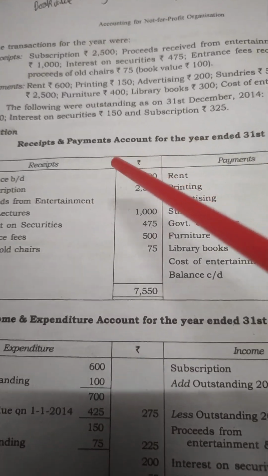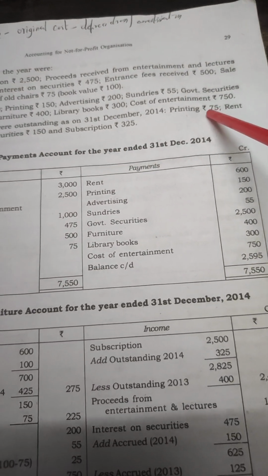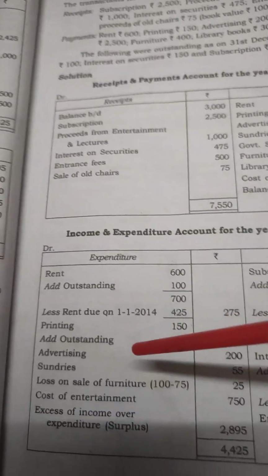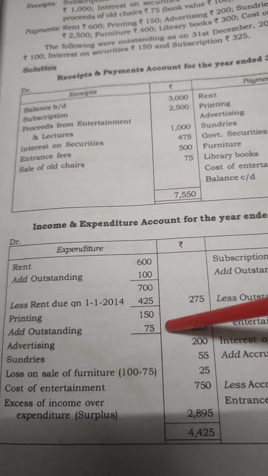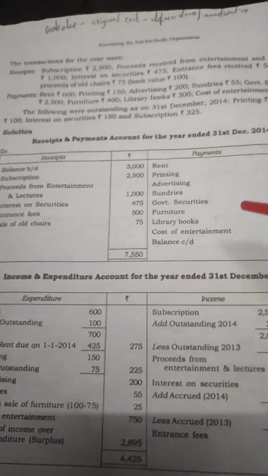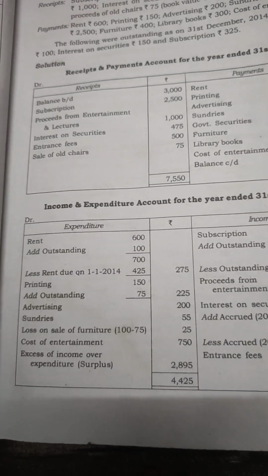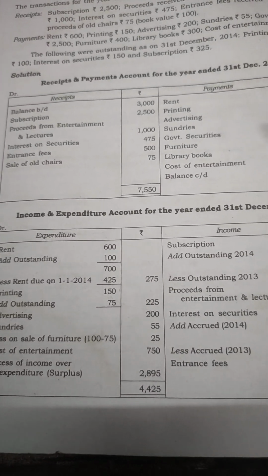Printing, check whether there is any adjustment. Printing, there is an outstanding 75 return. So we have to add that one. 150 plus 75 gives the 225 amount. Then the other item is advertisement. There are no other adjustments.